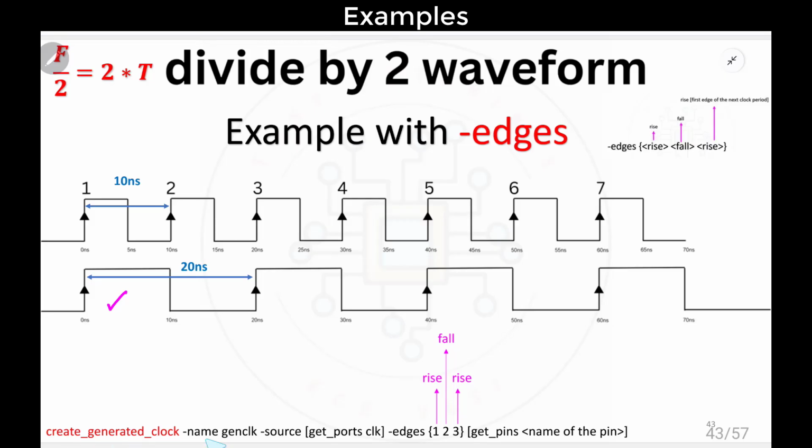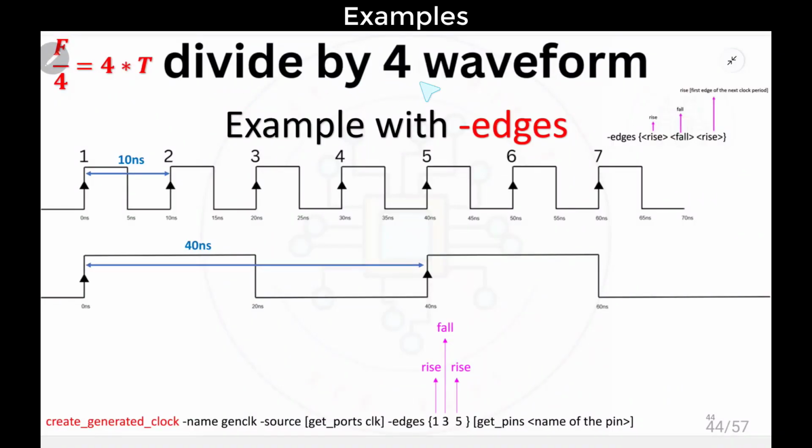Now write the constraint for this by using -edges. So create generated clock -name, some name I'm giving as gen clock, and -source, it is coming from CLK. This is CLK, and edges. Here rising edge is at 1, and this falling edge is at 2, and this rising edge is at 3. So edges will be 1, 2, 3. Edges are 1, 2, 3, and get pins. At what pin you want to apply, that pin name you have to give it here.